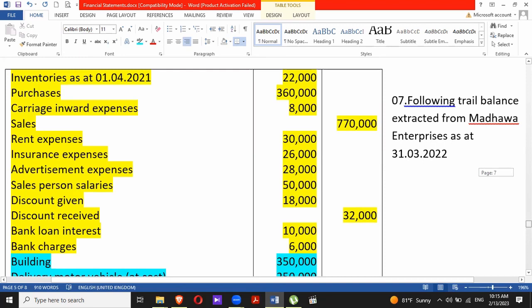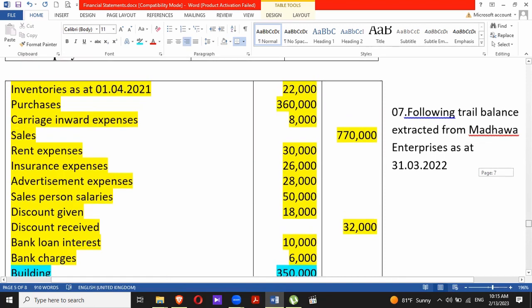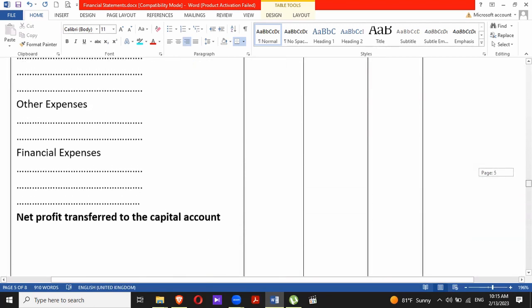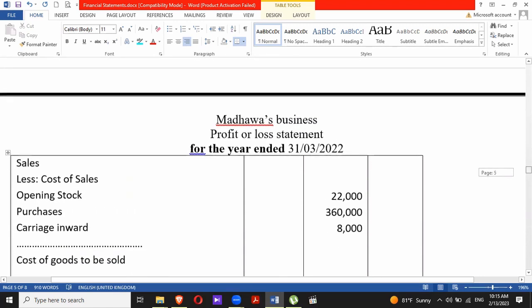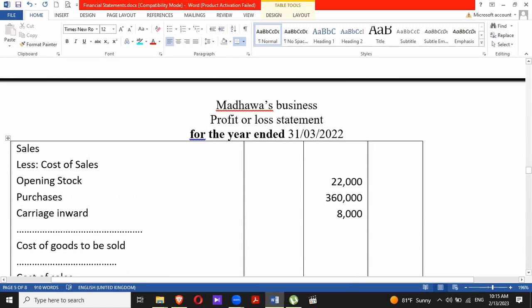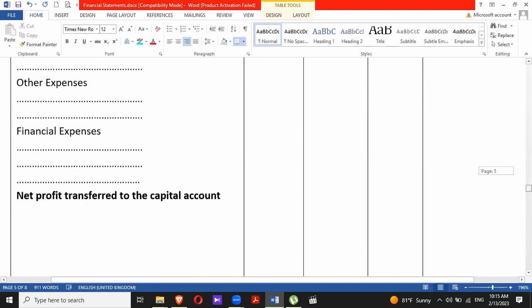Sales 770,000. Sales value 770,000. So you can mention it at the beginning. Last column you can utilize to record the sales value. Right? Sales value can be mentioned under the last column. Right. We'll see what is the next value given here.